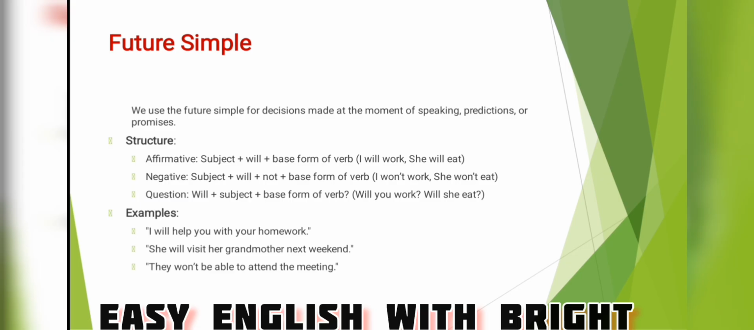I will not work. She won't eat. Question. Will plus subject plus base form of verb. Will you work? Will she eat? Examples. I will help you with your homework. She will visit her grandmother next weekend. They won't be able to attend the meeting.